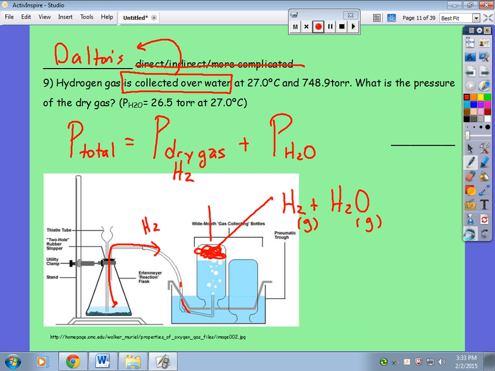If you look, they give you everything you need, okay? They give you 748.9 torr. That's my total pressure outside and inside. Now, what do you want to find out? What's the pressure of the dry gas? So that means they have to give you the missing piece. They're telling it's at 27 degrees, and they tell you here at 27 degrees, the pressure of water is 26.5 torr.